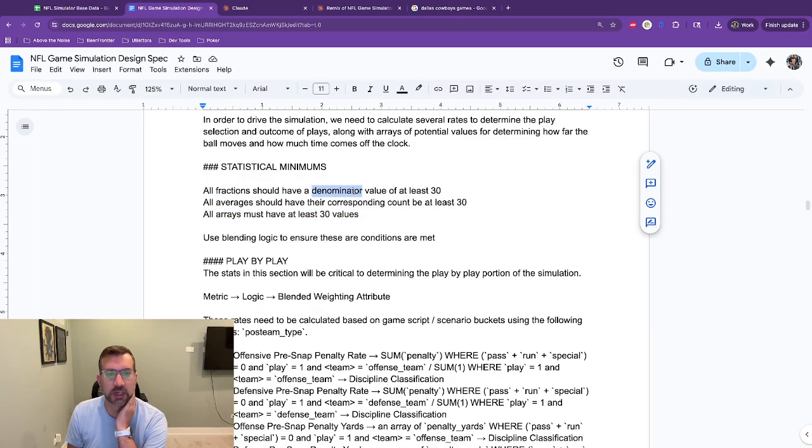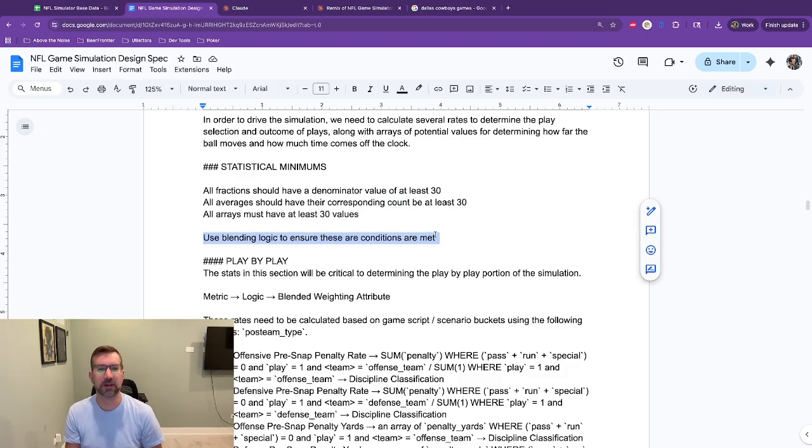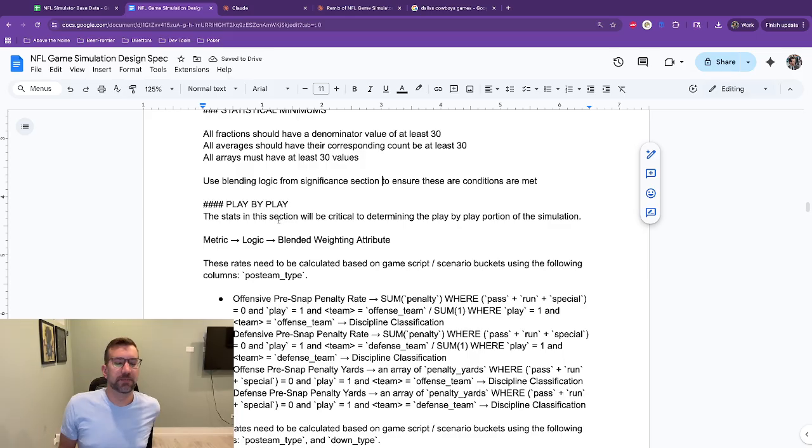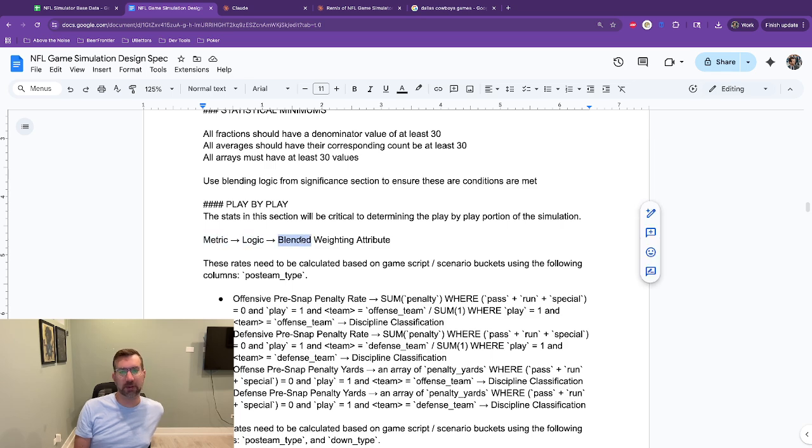All fractions should have a denominator of at least 30. All averages should have their corresponding count be at least 30. All arrays must at least have 30 values. Use the blending logic, I'm just going to say, from the significance section to ensure those conditions are met. And then we just start categorizing it. So in this case, just giving it a little bit of a mapping table and a data dictionary to say how to use this data for these situations. So the metric, the logic, and then the blending attribute.